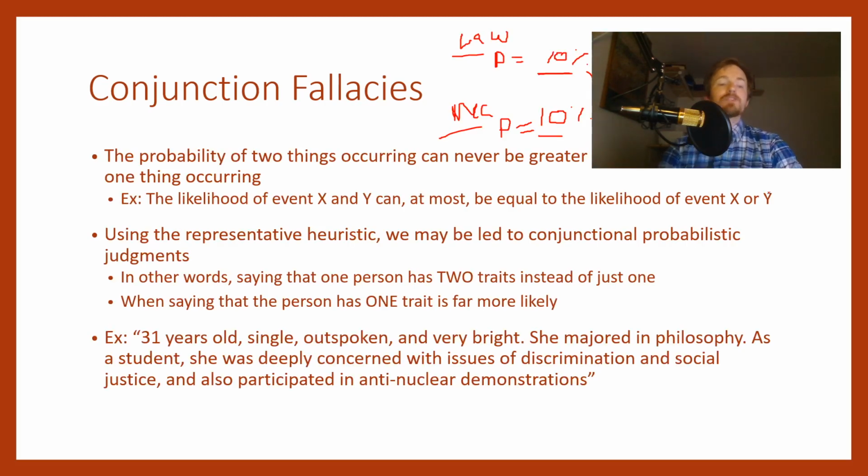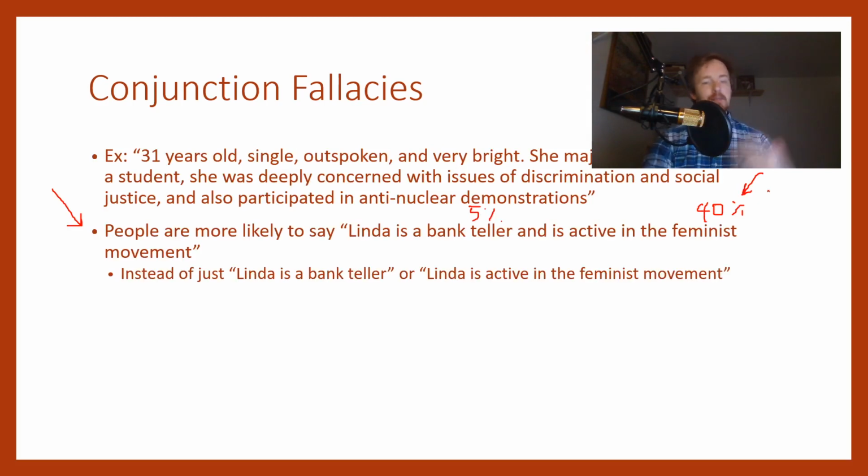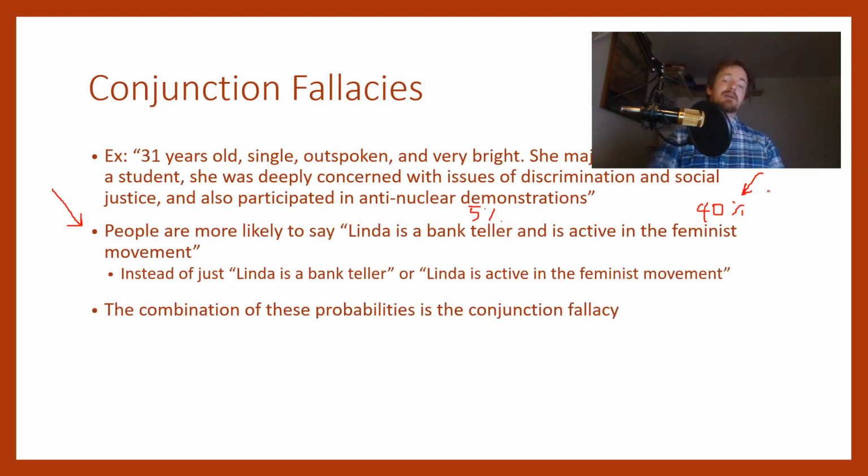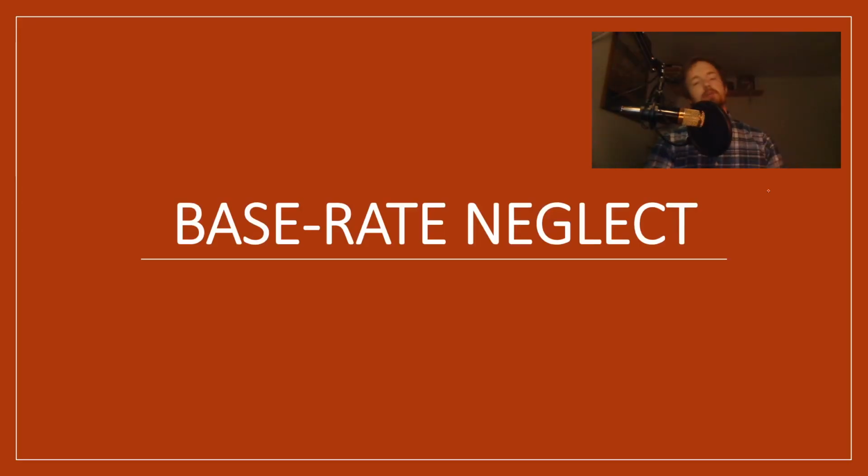Essentially, what we're saying is that it's much more likely that somebody has one characteristic instead of two characteristics combined. However, we like to say that people have two characteristics combined because it feels like we're using good evidence in that case. All right, so let's talk about base rate neglect again.